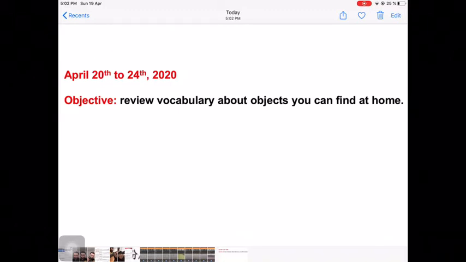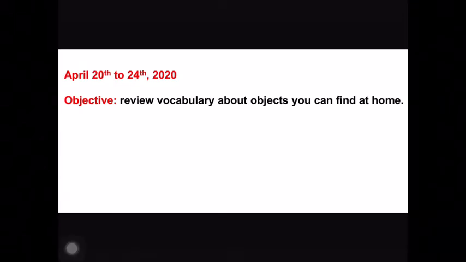And we are going to start with the objective. This is the objective for the week from April 20 to 24th, and the year is 2020, okay? This is week number 2, okay? And our objective says: review vocabulary about objects that you can find at home. Okay? Review vocabulary about objects that you can find at home.